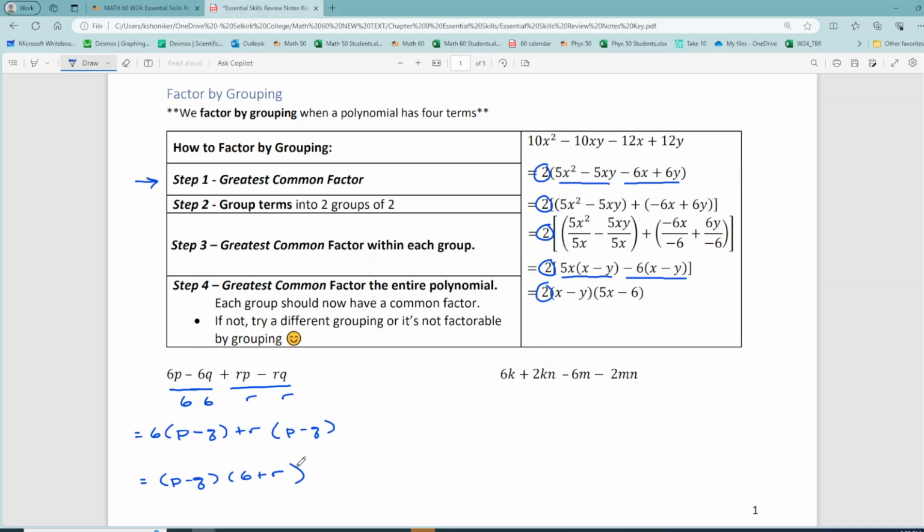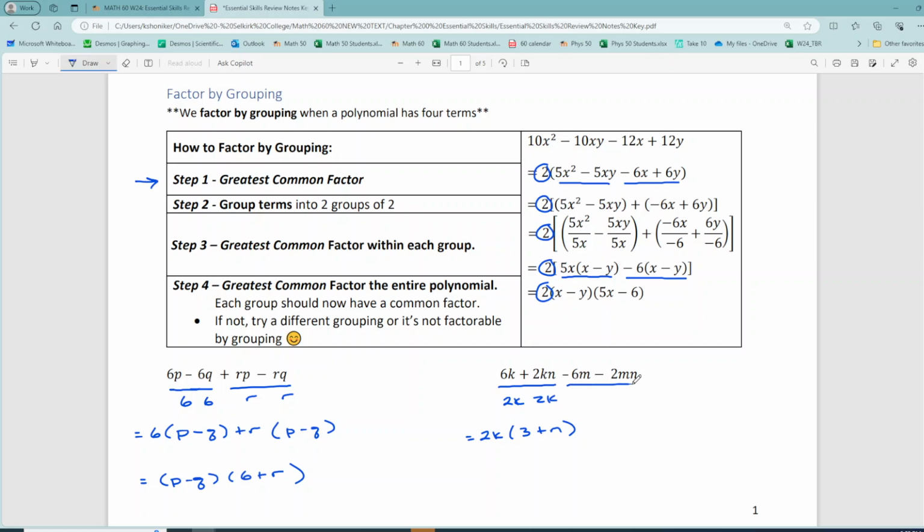I highly recommend you pause the video now, give this next one a try, and then come back and see if you did it correctly, or just keep watching. So out of this first one, I can take out a 2k. I would be left with 2k times 3 plus n. I almost forgot. I was like, what am I missing there? So 2 divided by 2 is 1, k divided by k is 1. I'm left with the n.